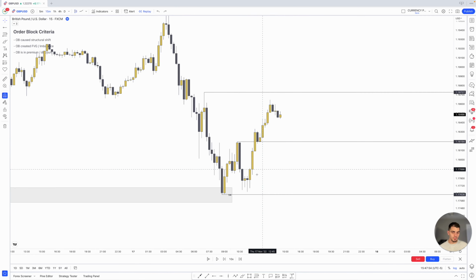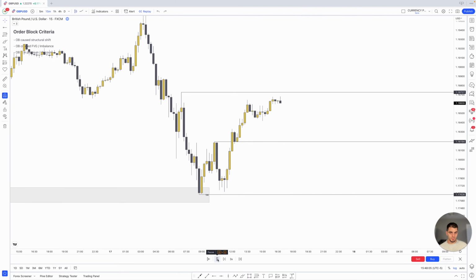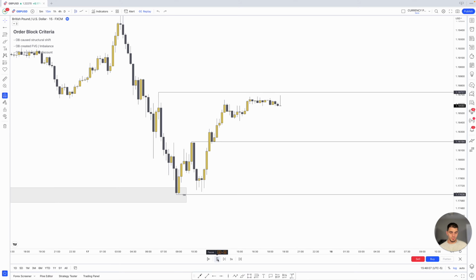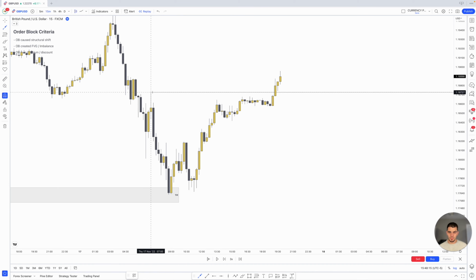So what we're really waiting for here, if we're looking for a buying scenario, is for this structural high to be broken. And we can see that right there that did occur. So let me clean this up a little bit, and we will label our break of structure. Okay, so that's our break of structure. So that's the first thing checked off the list. We've located a structural shift.